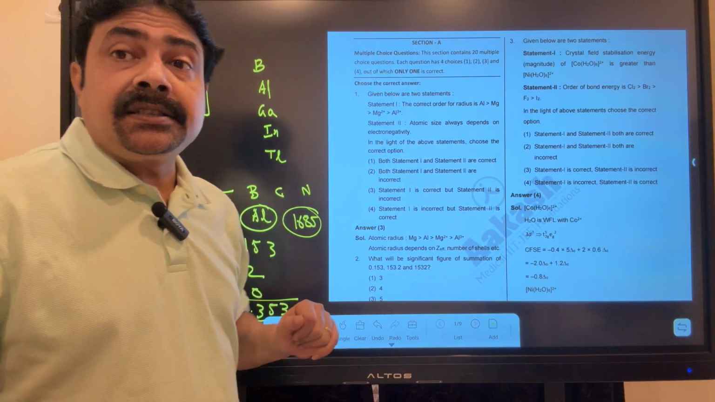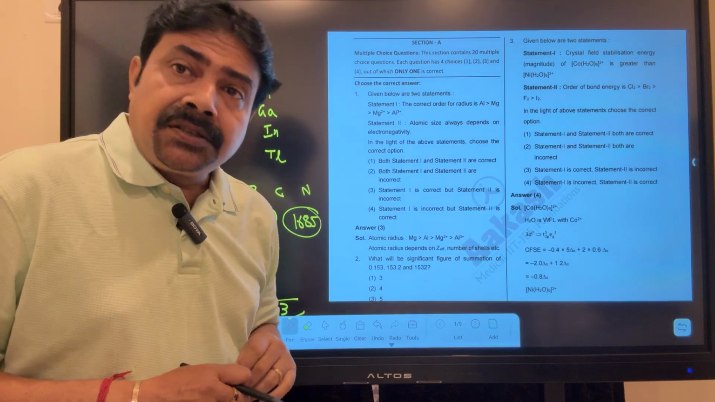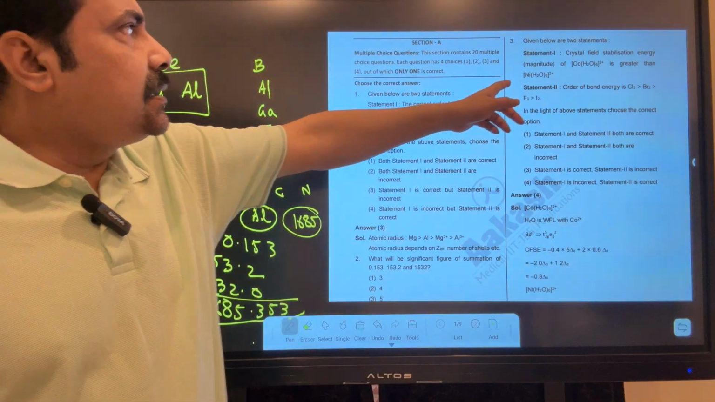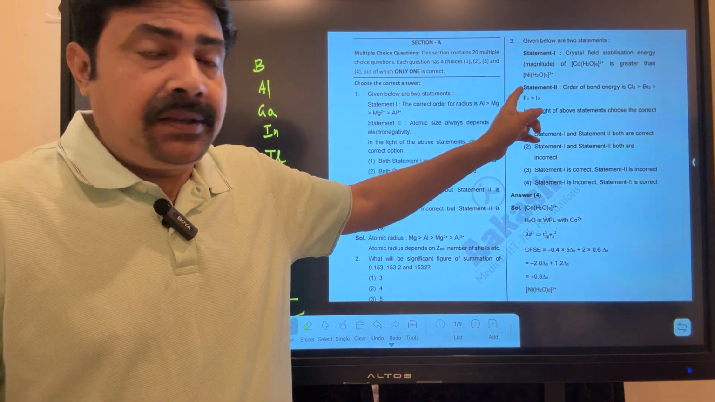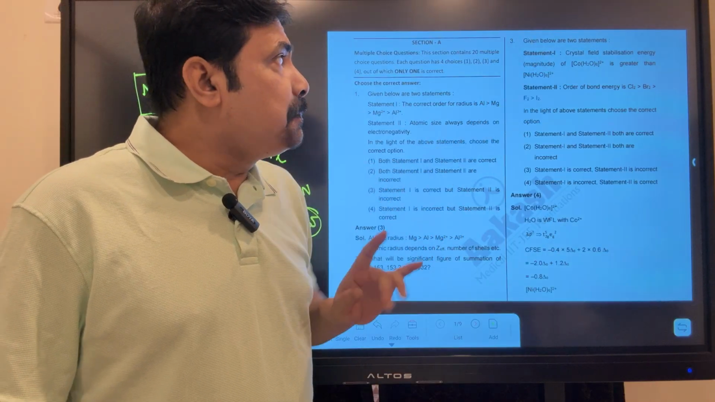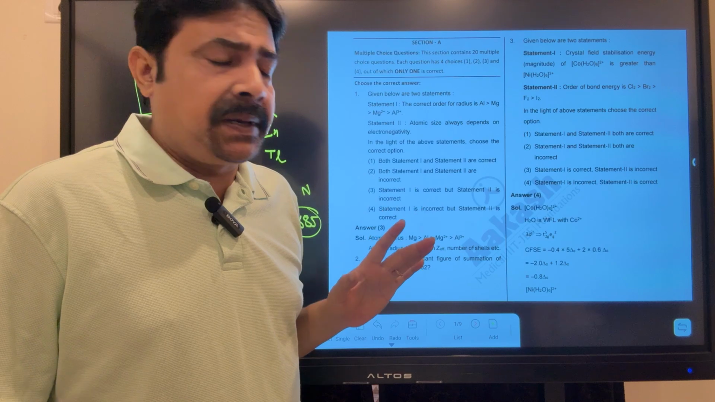Let us go to the next question, which is coming from the crystal field stabilization energy from coordination compounds. Now here statement 1 is telling crystal field stabilization energy, magnitude wise, cobalt with water, and cobalt is in +2 state, and nickel also is in +2 state, octahedral complex.